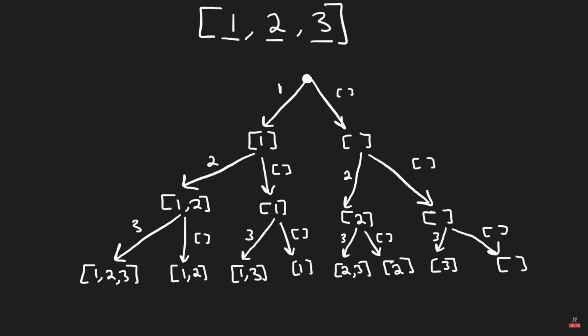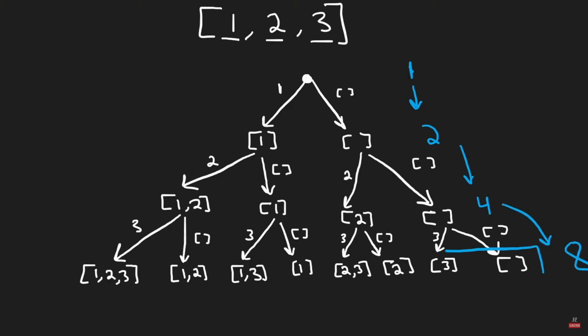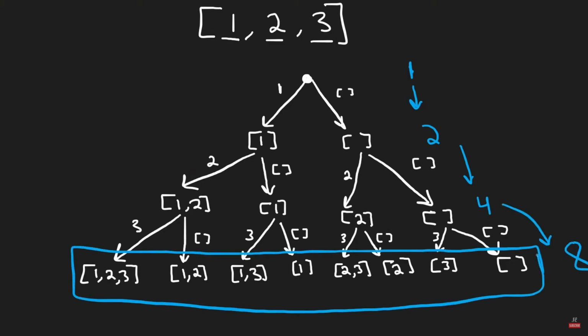Now you can see we keep multiplying by 2. Here we had 1, we multiply by 2, now we have 2 subsets over here. We go down again, we multiply by 2, now we have 4 subsets. Then we go down one more time, multiply by 2, we have 8 subsets, and they're all unique. This is our result. This is what we're building with this problem.